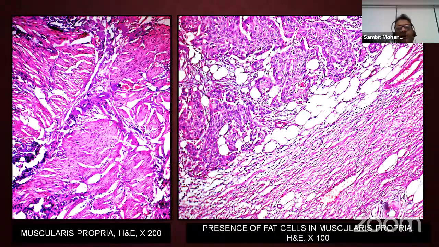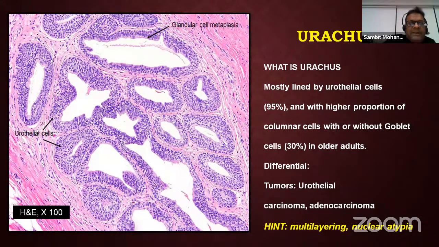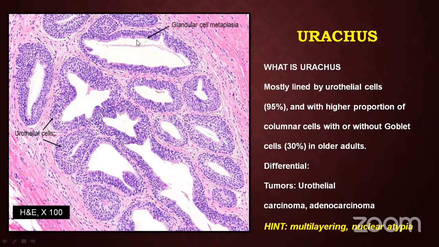So then, what is urachus? Urachus is something. Who can tell me what is urachus? We have a lot of youngsters just out of medical school and doing their residency. Can somebody tell me what is urachus? One of the students, one of the residents. What is urachus? Anyone? Sir, it's a remnant of a channel between the bladder and the umbilicus.